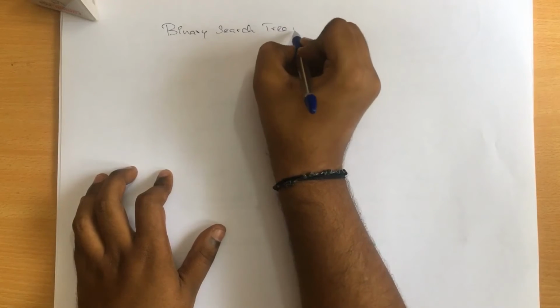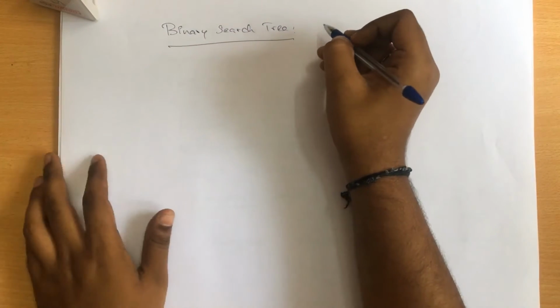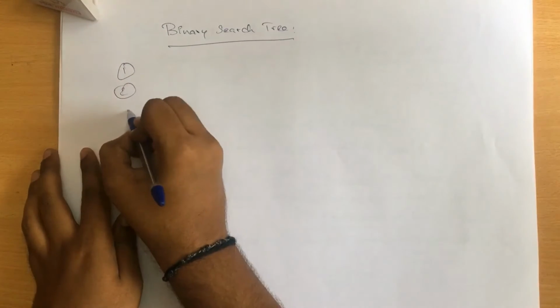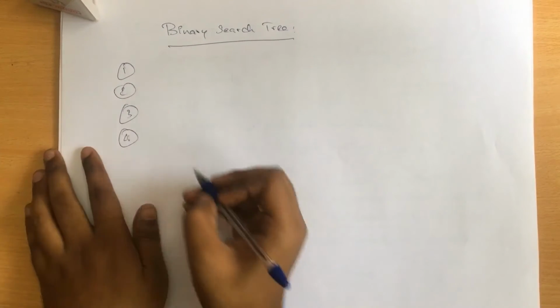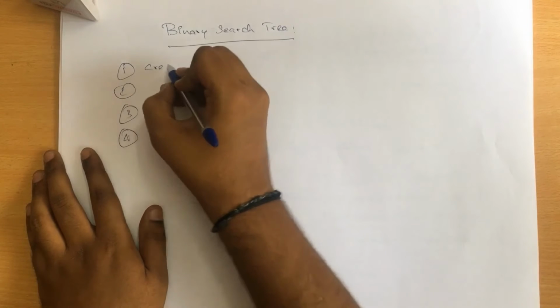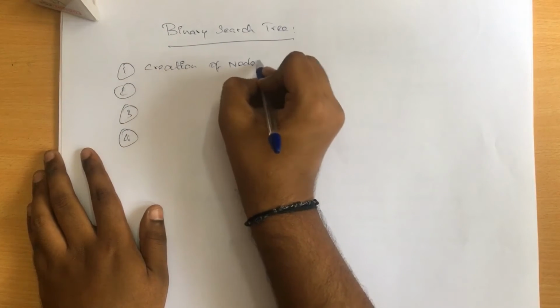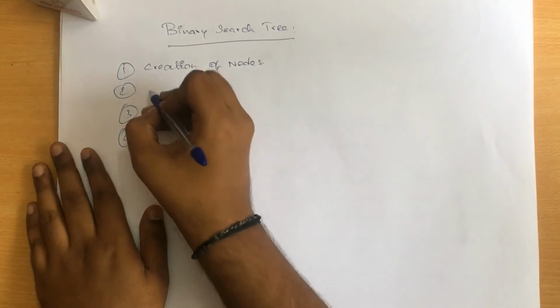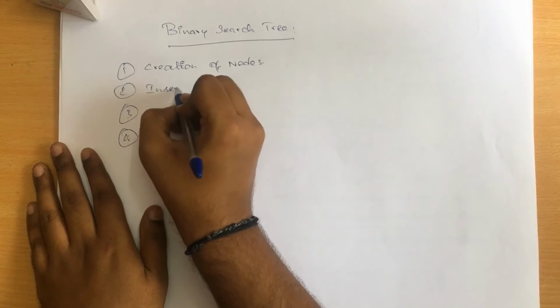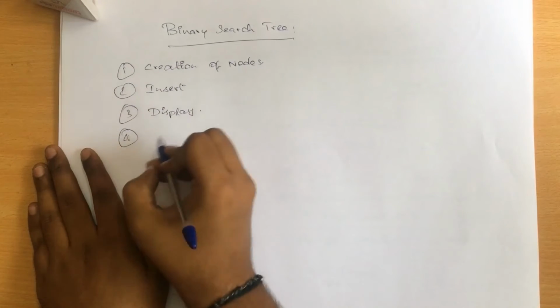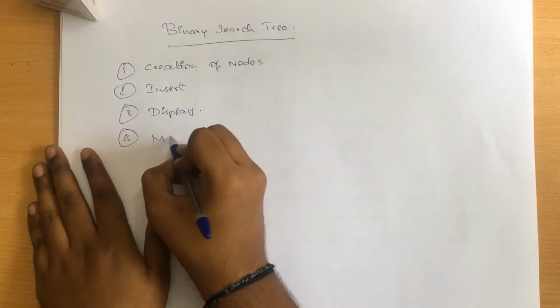So here we are going to see about binary search tree implementation. As usual, we need 4 parts over here, right? So we'll have 4 parts. The first part is going to be creation of class, or creation of nodes. After creation of nodes, I will need something like an insert method, as well as a display method, and at last we need the main method.